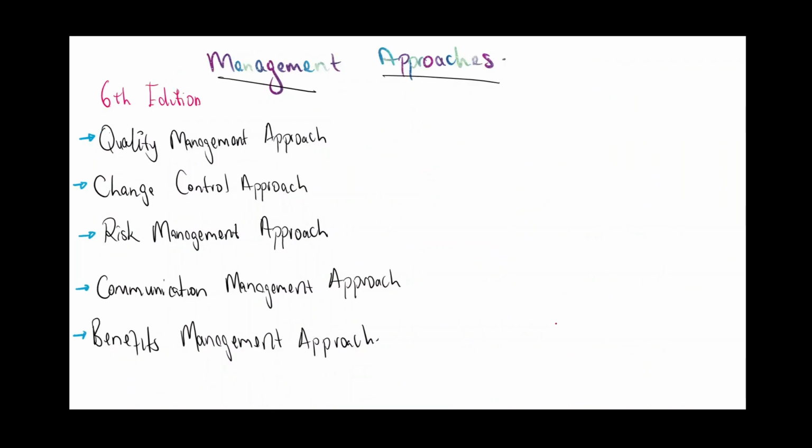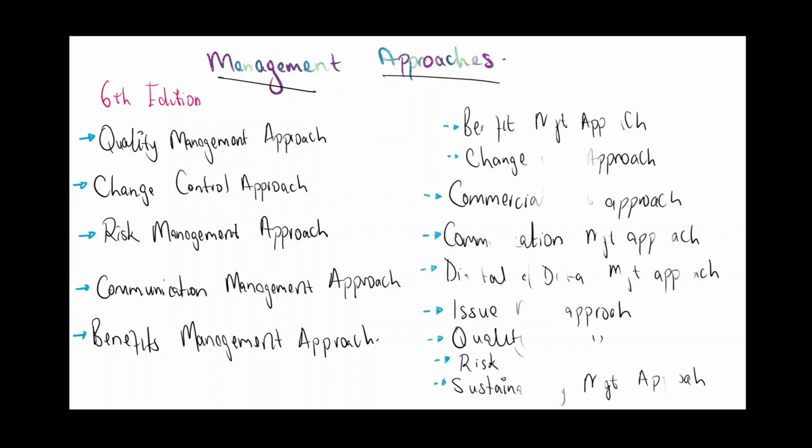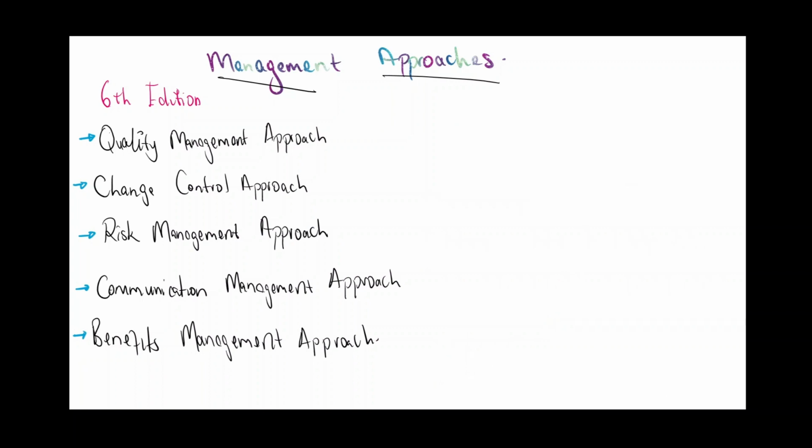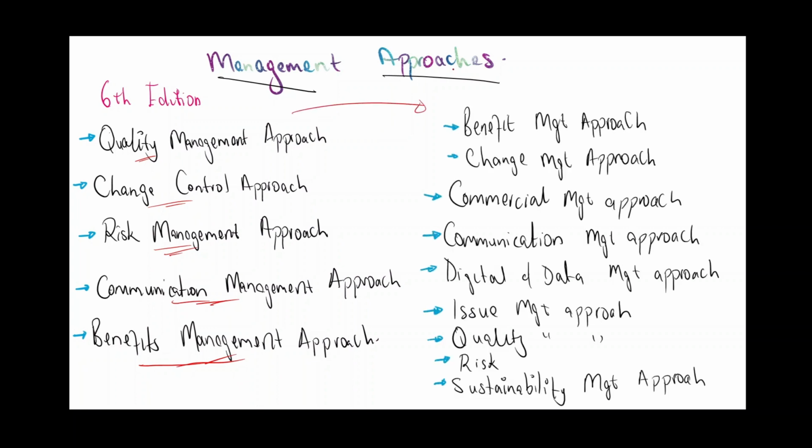Now, we have management approaches. The project manager in Prince2, the approaches that are there to guide you as you run your project. The sixth edition was talking about quality management approach, change control approach, risk management approach, communication management approach, and benefits management approach. Now, moving forward towards the seventh edition, here we are talking about benefit management approach, still maintained.